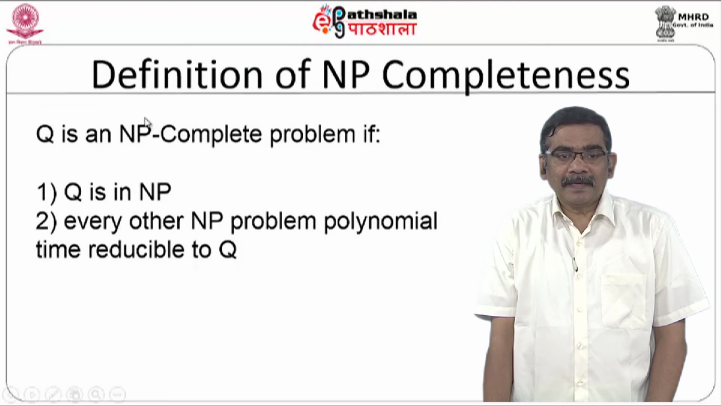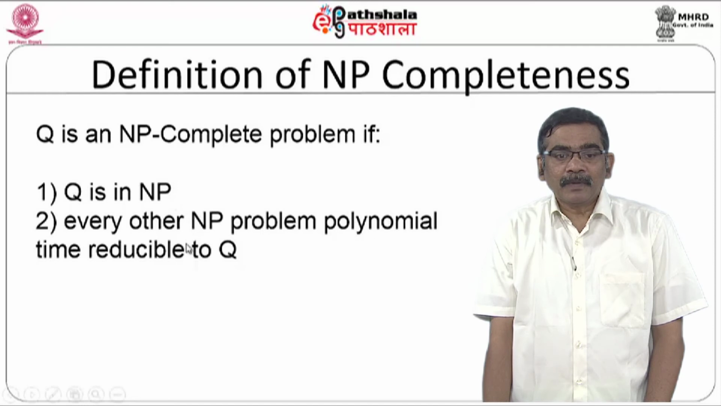So, if there is any such method, then we can call that problem an NP problem. Formally, a given problem Q can be called an NP complete problem provided Q is in NP. That means we have to give a proof that it is very difficult to solve this problem, and we have to prove that all other NP problems are polynomially convertible or reducible to problem Q. If this is the case, then we can call Q an NP complete problem.